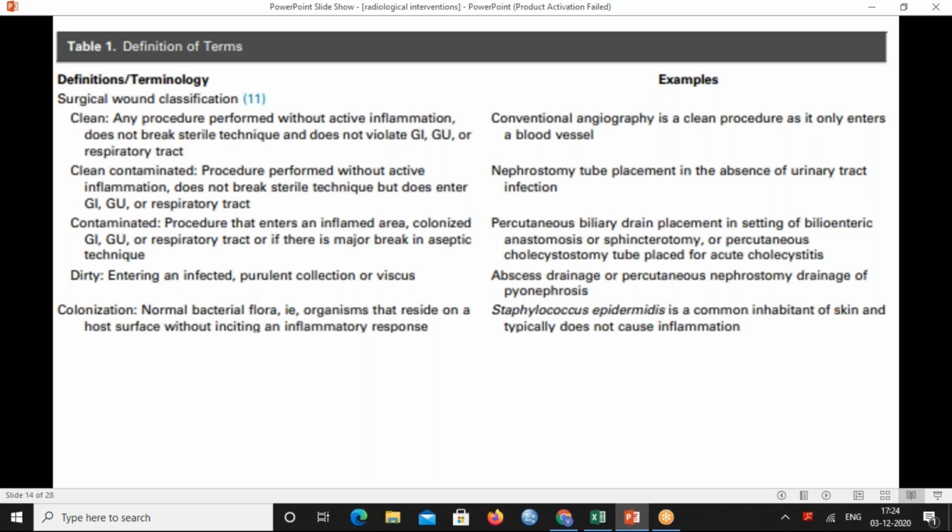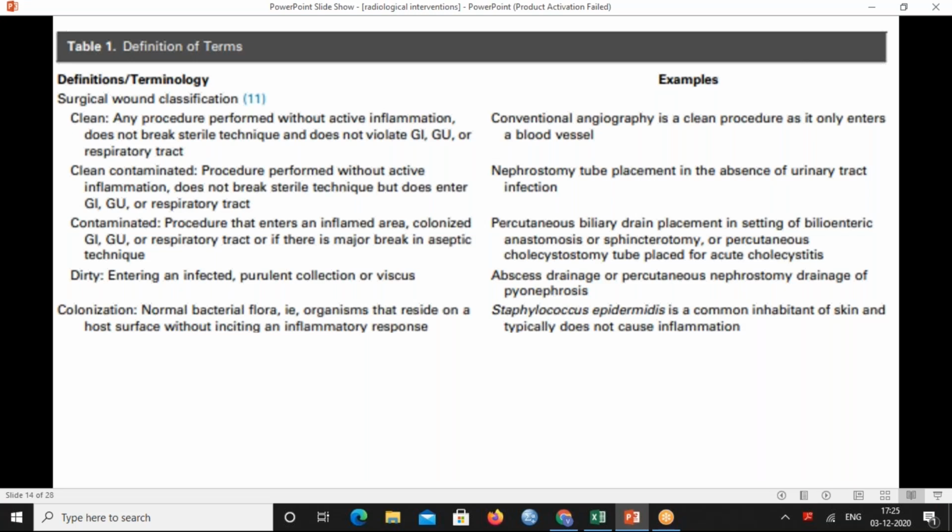be given or not. They have said that a clean wound is any wound where the procedure is performed without active inflammation, there is no breach in sterile technique, and it does not violate the GI, genitourinary or respiratory tract, like conventional angiography. It's a clean procedure. Clean contaminated procedures are done without active inflammation, no breach in sterile technique, but they enter the GI, GU or respiratory tract, like nephrostomy tube placement in absence of UTI.